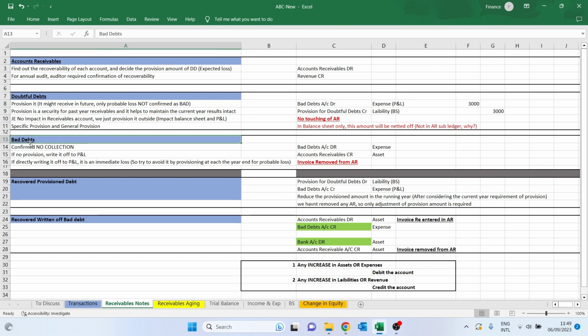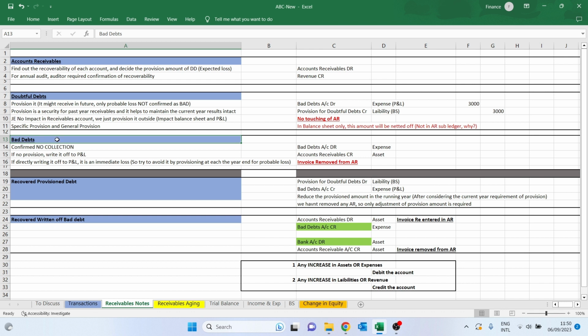And the third term is bad debts. What is bad debts? It is confirmed that this amount will not be collected. So that became bad debt already. Here, the earlier one is doubtful to collect, but this is a confirmed bad debt. It is confirmed that the customer will not pay because either they went bankrupt or ran away. We are not able to contact the customer.